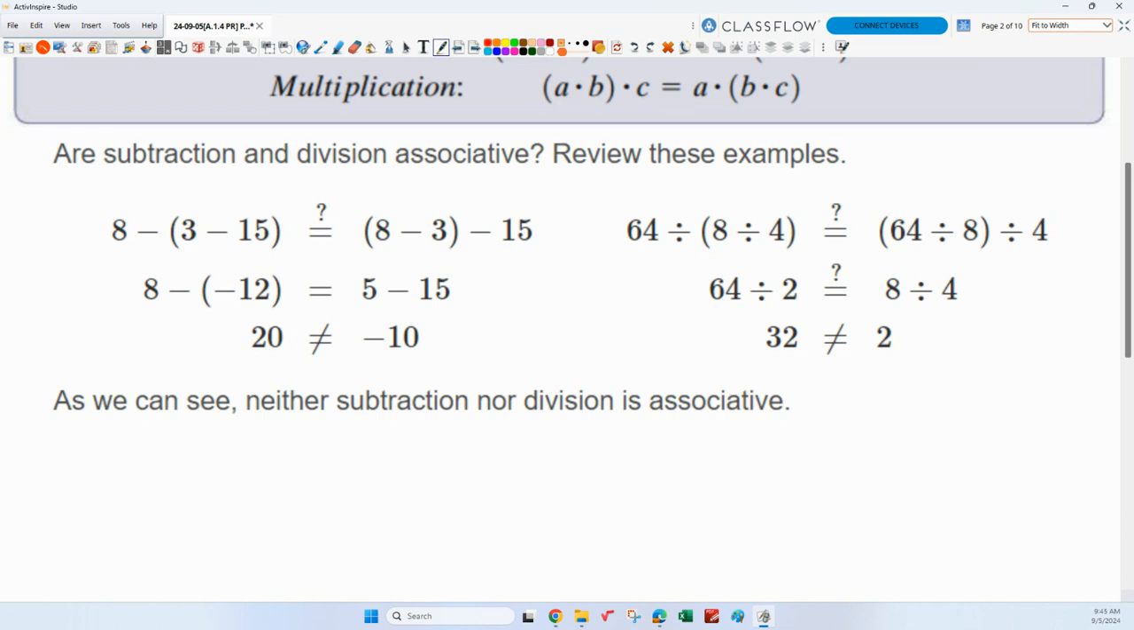What if I group them differently? What if I group the first two numbers? 8 minus 3 gets grouped. So 8 minus 3 is 5, and then I subtract the 15. I get a different result, right? So again, the associative property works for addition, works for multiplication, but does not work for subtraction or division. The order in which I divide multiple things also makes a big difference, right? Can you give me thumbs on that so far? How are we doing? Okay, good.